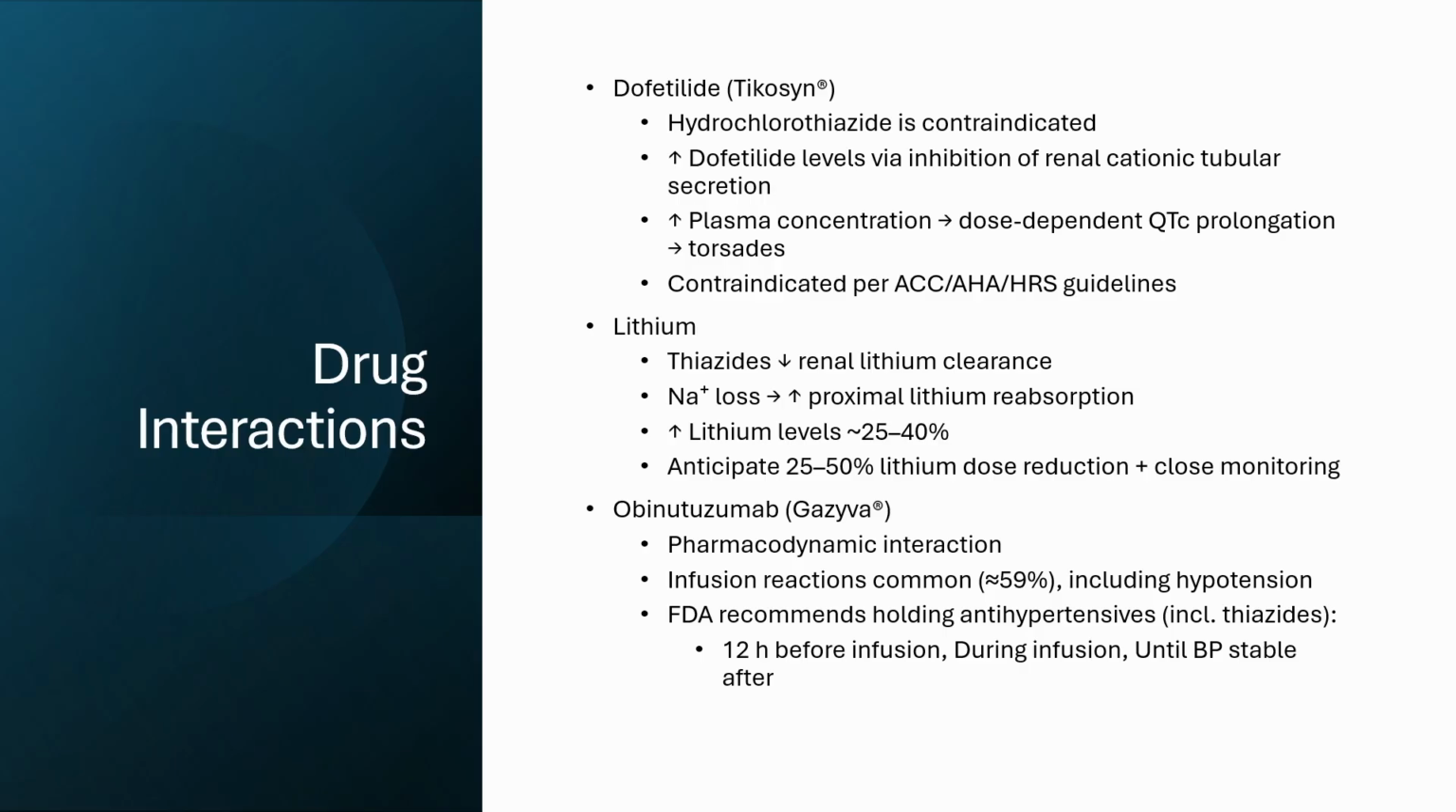Dofetilide exhibits a linear relationship between plasma concentration and QTc interval prolongation. Any increase in dofetilide levels directly increases an arrhythmia risk. Dofetilide is eliminated primarily by renal excretion, with approximately 80% excreted unchanged via both glomerular filtration and active tubular secretion through a cationic transport system.